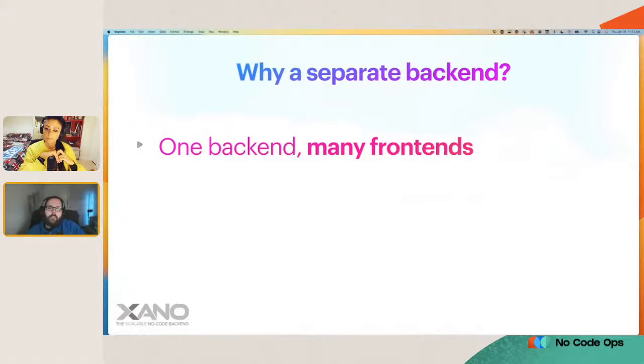Well, the first thing is one backend for many front ends. Let's say you have a website that you're building in Webflow, and you want a native mobile application. Well, guess what? If you are fully relying on Webflow logic and the Webflow CMS, which, just to be clear, are fantastic tools in and of themselves, but what if you want a native mobile application? So you need to utilize another platform to build that. Maybe Bravo Studio, a fantastic native mobile app builder.